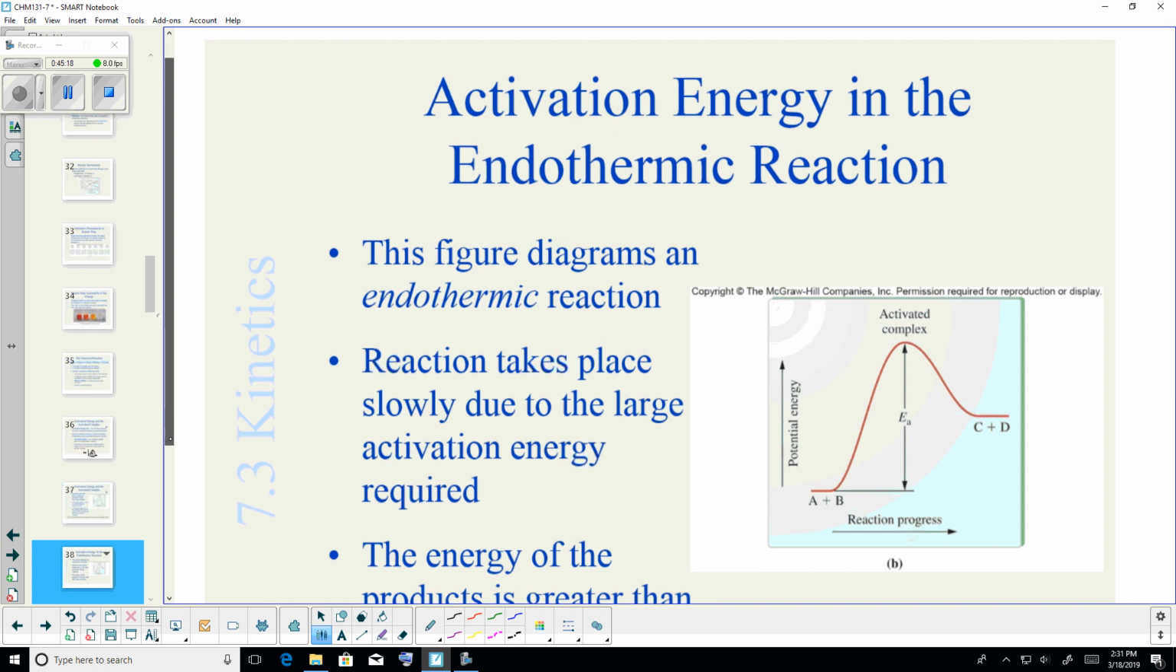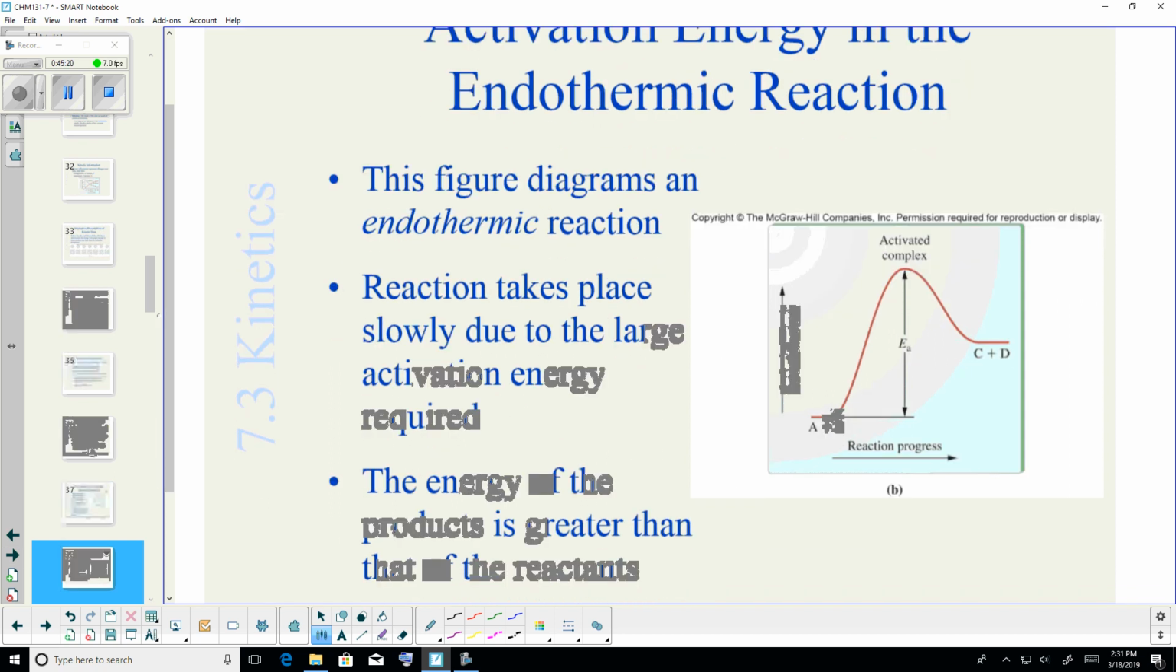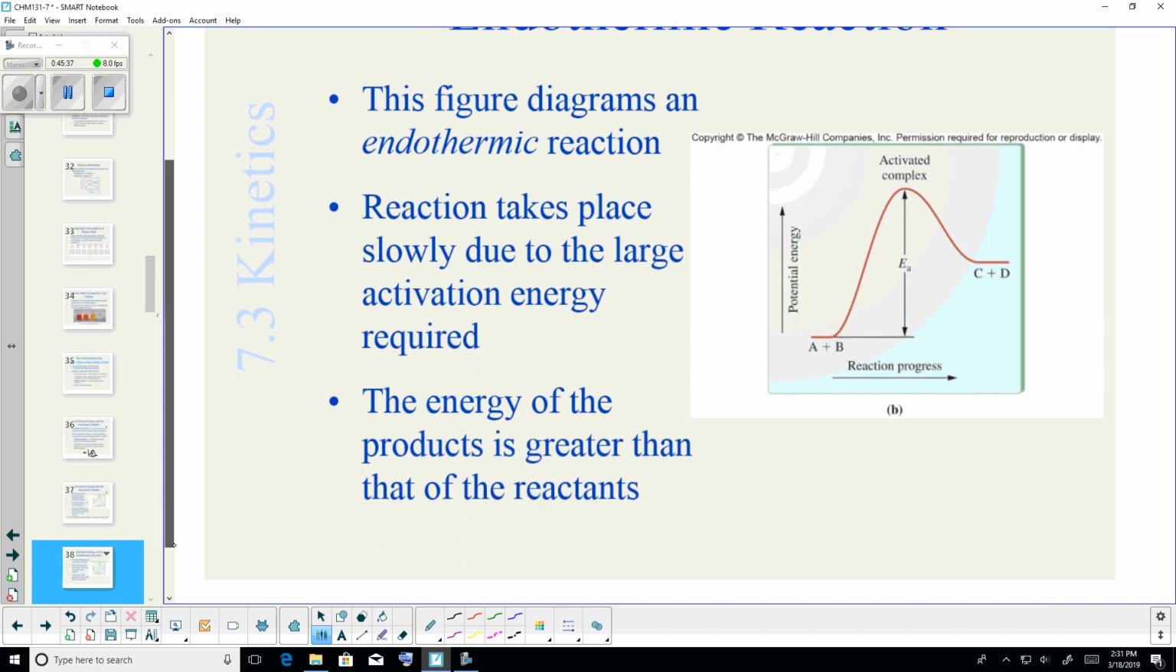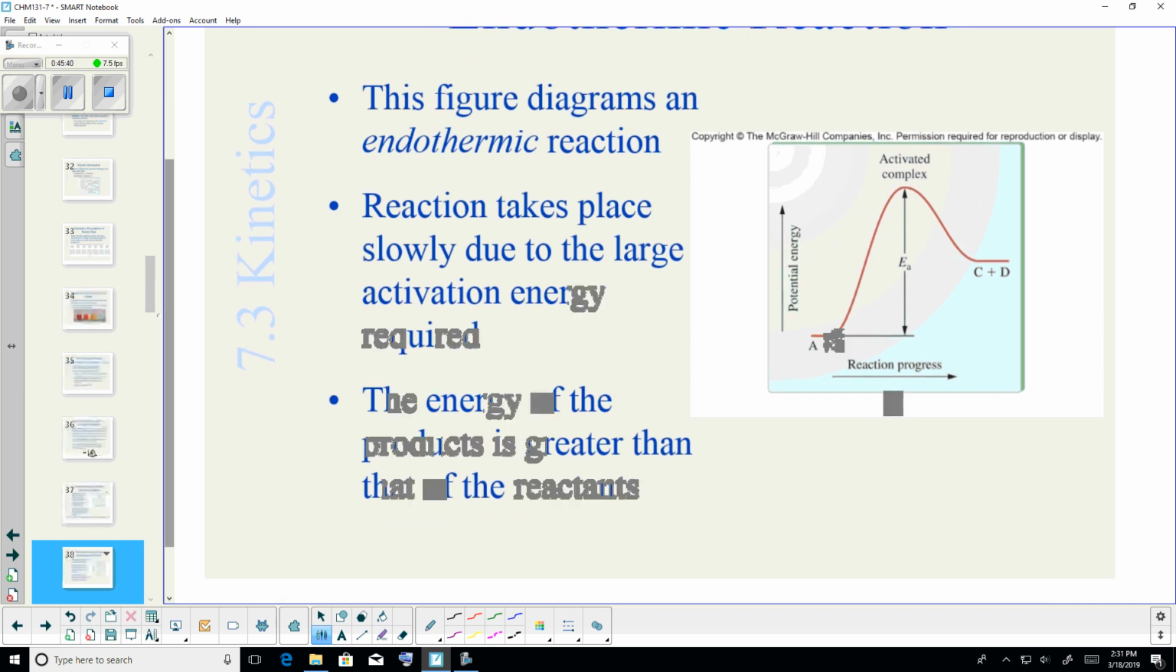Endothermic: we have a much larger activation energy, so it takes a lot of energy to get it going. And then once we get going, it doesn't release a lot of energy, so we have to keep providing more energy to it. The energy of the products is greater than that of the reactants.